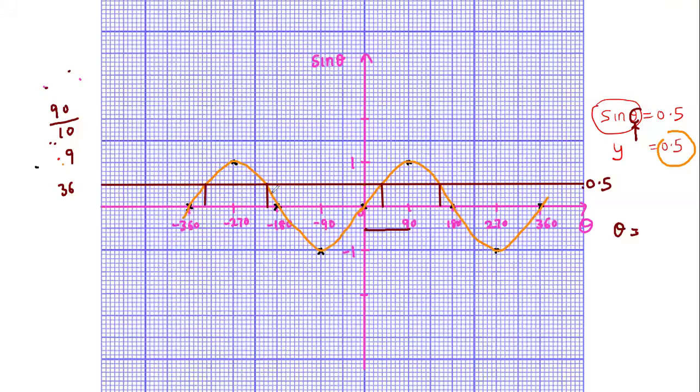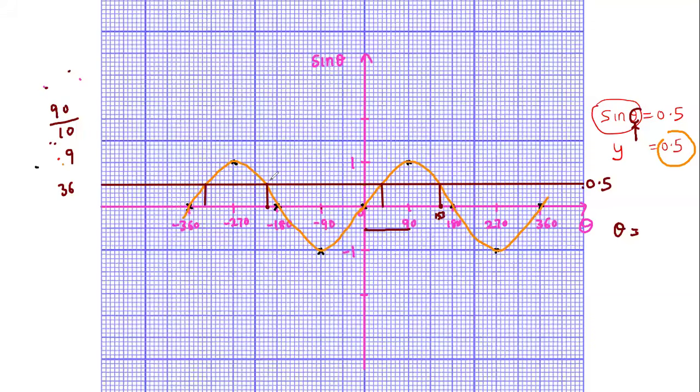Then I ask myself, what is the next? I'll come here. This one, I count how many boxes? These are 10, 15, 16, 17. Then I will say 17 times 9, which is around 153. This side I don't have any. I'll come to this side, this angle here: this is 10, this is 15, 16, 17. Then I say 17 times 9, which is around 153.